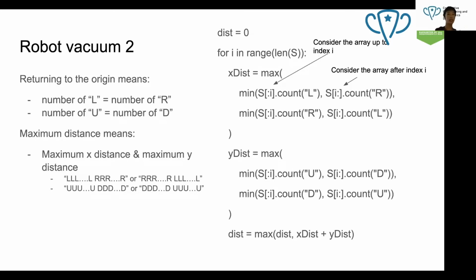The second condition is the maximum distance. So to maximize our distance, we want to go left as far as possible and then come back to the origin, or the other way around. If we have something like left, right, it's not as optimal as left, left, right, right. So what I'm getting at is you want a series of lefts followed by a series of rights. And similarly with ups and downs.